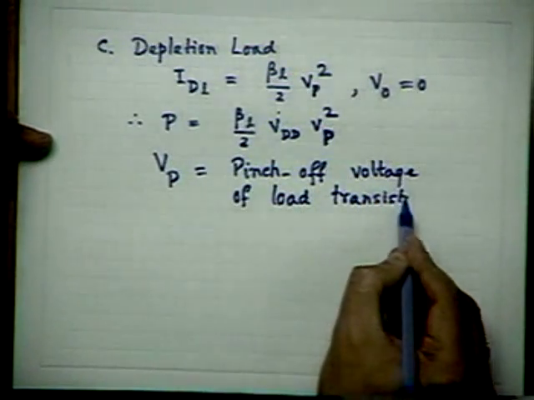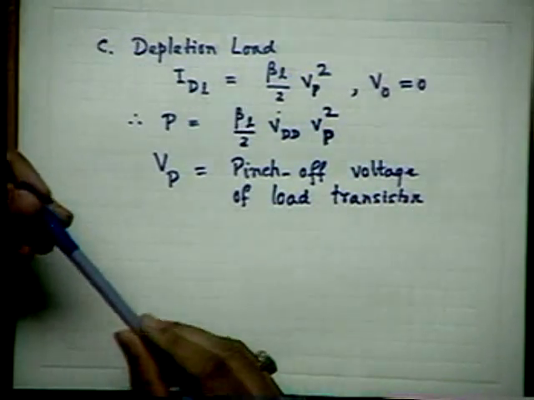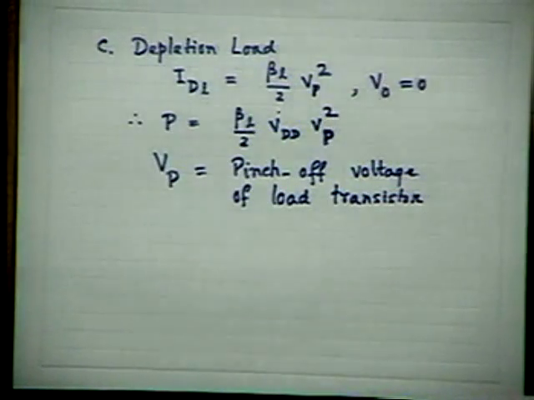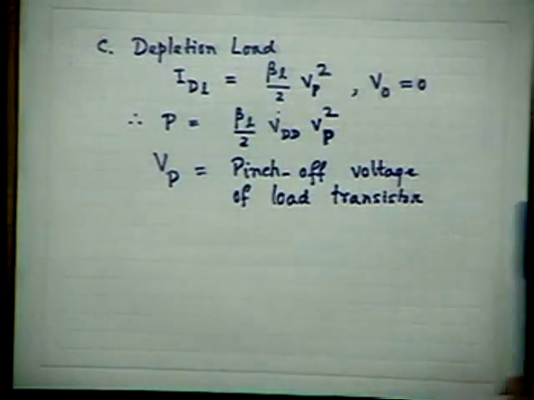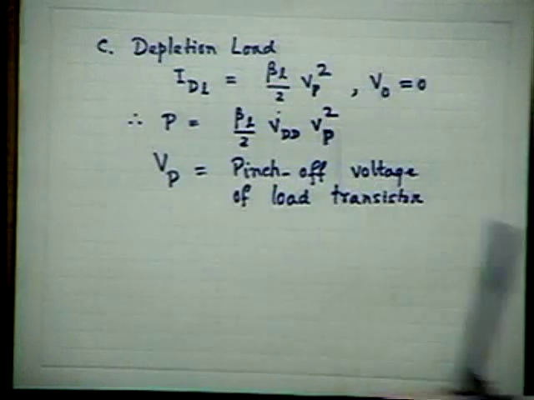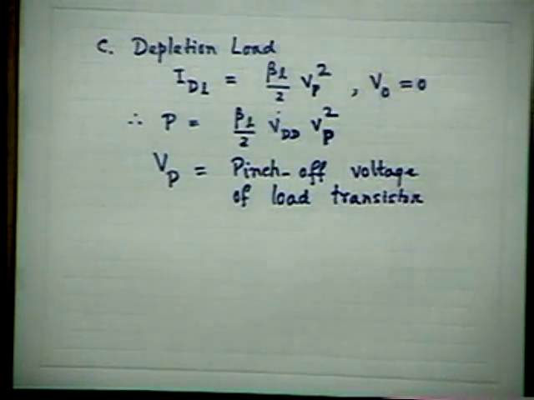Don't get confused. Remember, the load transistor is a depletion mode transistor and its threshold voltage is usually called pinch-off voltage. And it is proportional to the square of that pinch-off voltage. So if you reduce the pinch-off voltage, so far as power dissipation is concerned, there will be a lot of benefit. But what is the drawback of reducing pinch-off voltage? If you reduce it too much just for reducing the power dissipation, what is your problem?